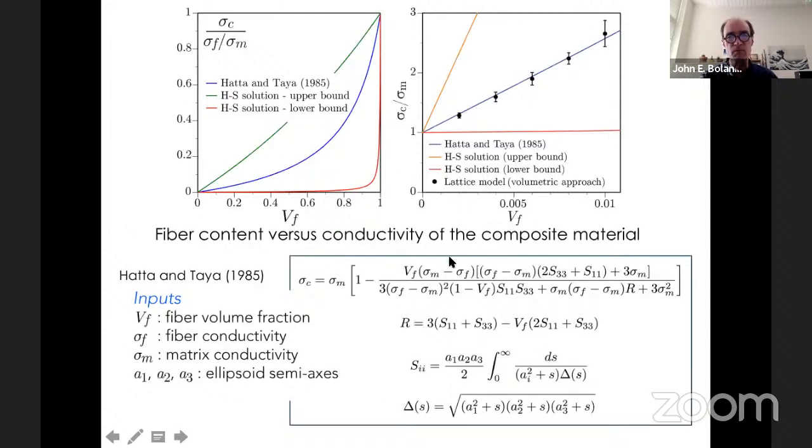So this is the theory that we're comparing with. They have the amount of fibers, the conductivity of the fiber, the conductivity of the matrix, and the dimensions of the fibers. In the theoretical derivation, the fibers are really long ellipsoids. That's how they're modeled. And we can see when we use the volumetric approach, where we discretize the whole fiber volume, we almost match the theory.